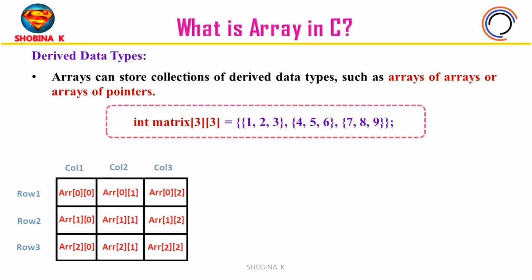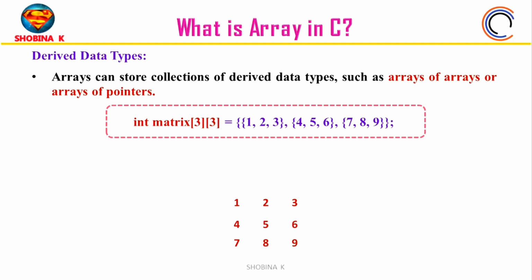The given example illustrates the creation of a two-dimensional array commonly known as a matrix. int matrix[3][3] declares a two-dimensional integer array named matrix with dimensions 3 by 3, that is 3 rows and 3 columns. The initialization part 1, 2, 3, 4, 5, 6, 7, 8, and 9 provides the value for each element in the 2D array. Each inner set of curly braces represents a row, and the elements inside those braces represent the values in each column. And the resulting matrix looks like this.